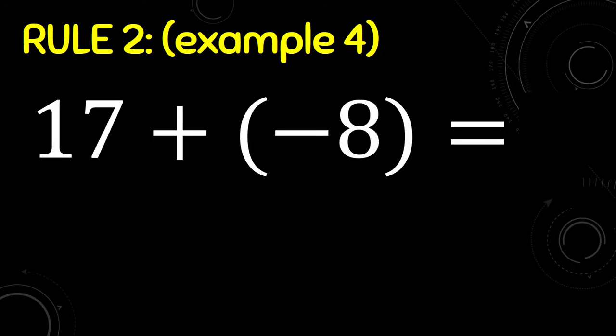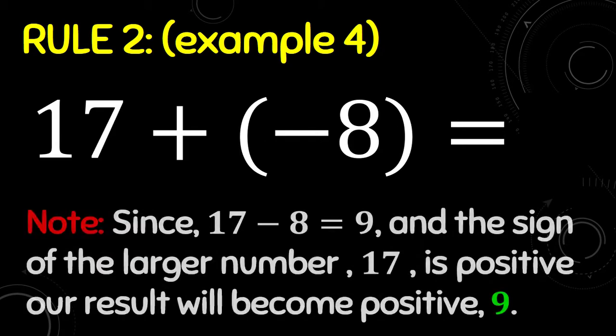Another example, we have here positive 17 plus negative 8. 17 minus 8 is equal to 9. And the larger number between 17 and 8 is 17. And the sign of 17 is positive. So the result should also be positive, and that is positive 9.